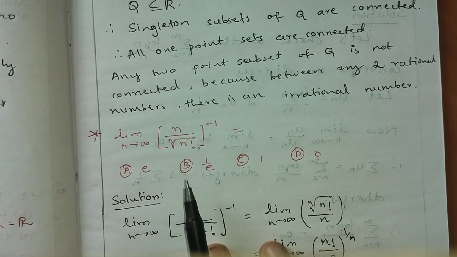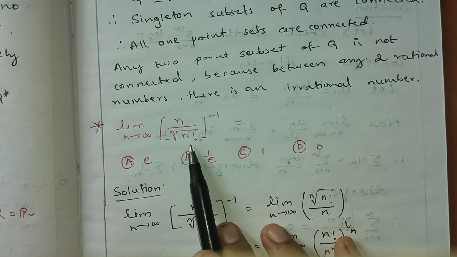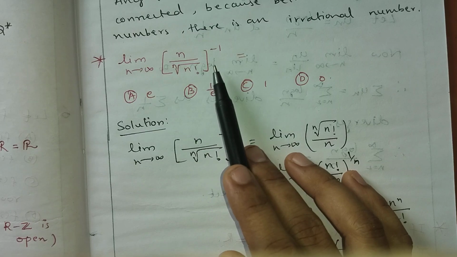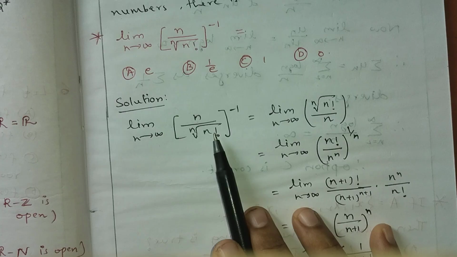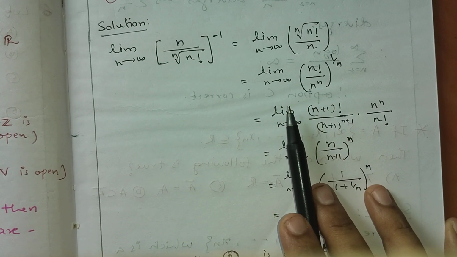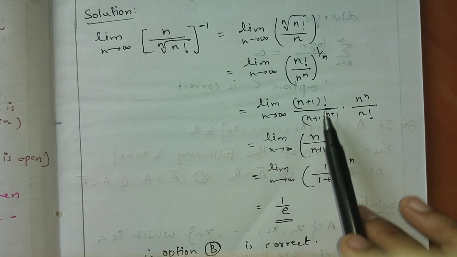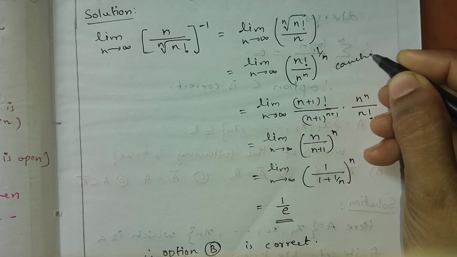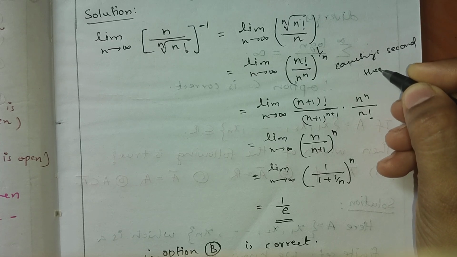Next question: the limit as n tends to infinity of n divided by the nth root of n factorial, to the power minus 1. These are the options. I have already evaluated this using Cauchy's first theorem on limits. See the calculation while pausing the video. I will not explain it again here. Here I am applying Cauchy's second theorem on limits.